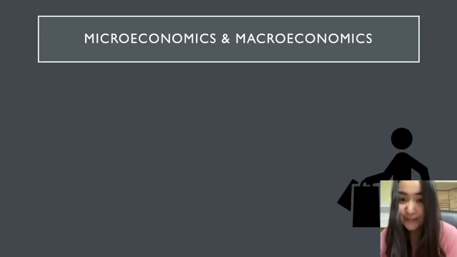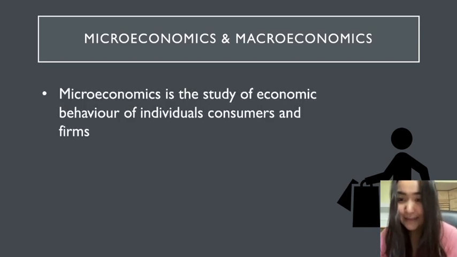H1 Econs is basically a few topics that are removed from H2. Before we jump in, let's look at what is micro and macroeconomics. Economics at A level is divided into these two sections. We have macro and micro. In microeconomics, we will study the behavior of individual consumers and firms in the market for various goods and services. Examples of what can be studied would be the market price, the market quantity, how much to produce, who to produce for, and how to produce.